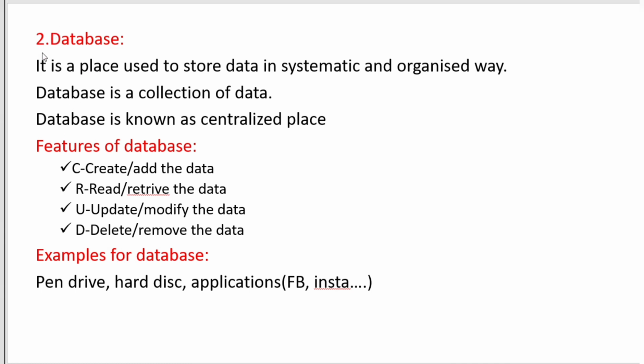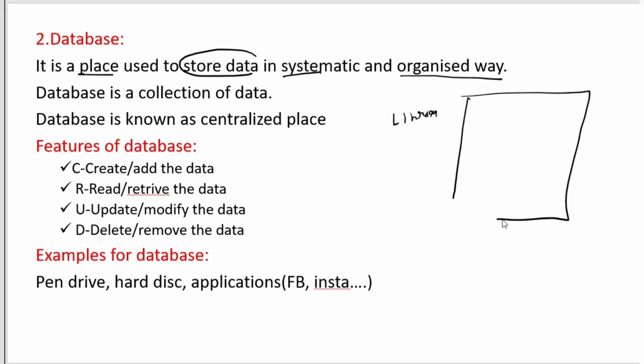The second terminology is database. What do you mean by database? It's a place used to store data in a systematic and organized way. For example, in a library, how do we store the books? We have a separate section for novels, similarly for historical books, similarly for science books, right?